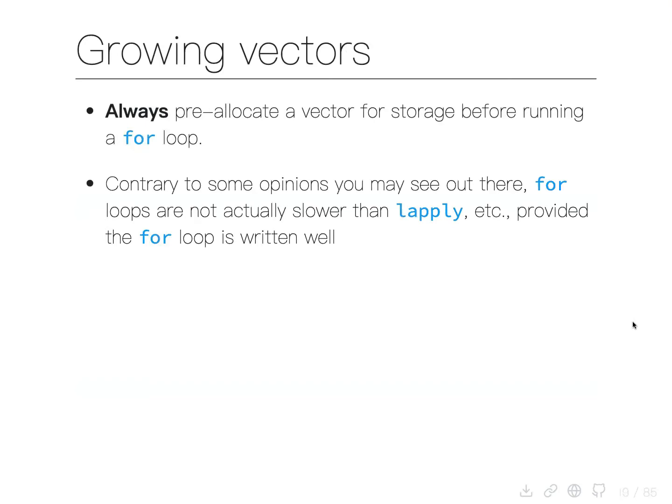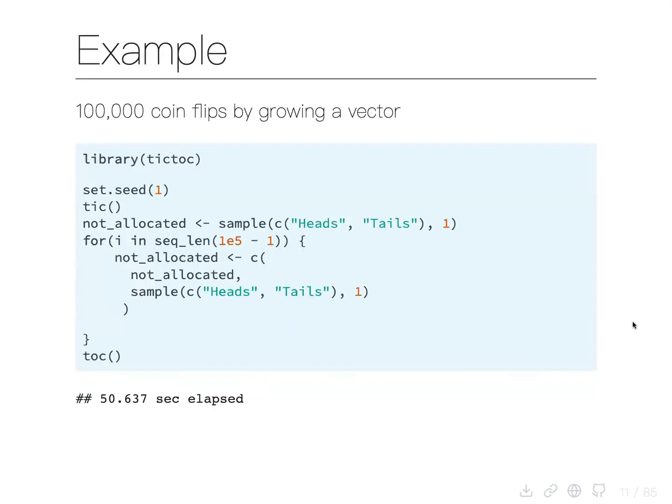So let's look at an example here. I'm using this library called tictoc. It's just a really easy way to get timings on things. I'm setting a seed so it'll be reproducible. I say tic, and then my code, and then I say toc, and it gives me the time that it took to run that code.